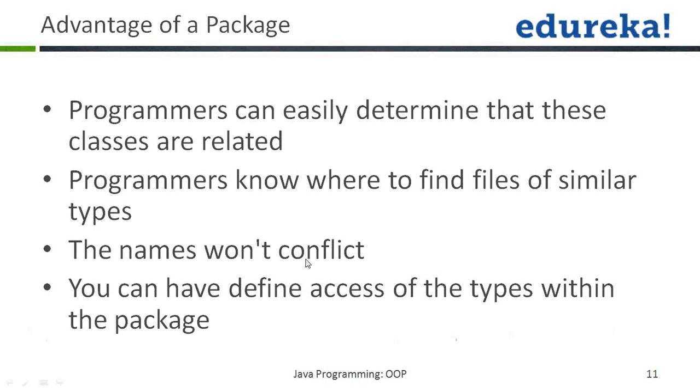The names won't conflict. Like if you have a class named Vineet in one particular package, that is package 1, you cannot have another Vineet class in the same package, but you can place the same class name, Vineet, in some other package, so the names won't conflict. Because the package name is different, the folders are different, and the path to that particular class will be different, hence you can create two classes with the same name but in different packages. You can have different access of the types within the package. The access modifiers can be different within the package.